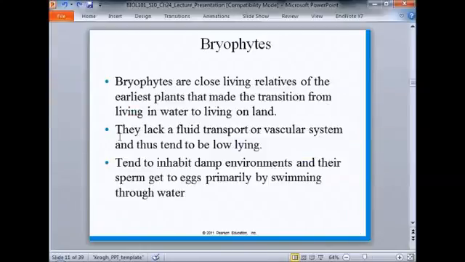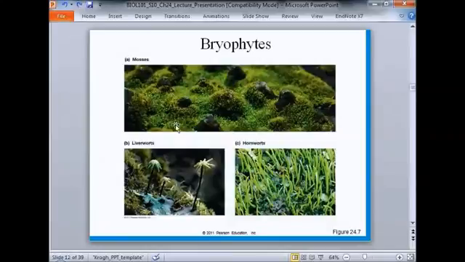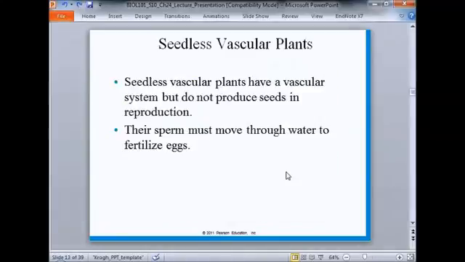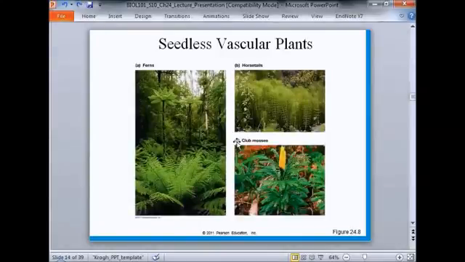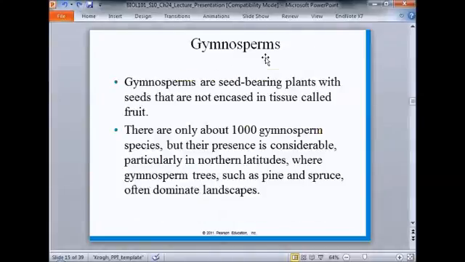So let's go ahead and talk a little bit about these. We've already covered some of these topics here. And so bryophytes, these are mosses, close to the ground. They need to have water because they lack a vascular system. And so we find them in damp environments because their sperm get to the eggs by swimming through water. And these are some examples of bryophytes. Seedless vascular plants have a vascular system but don't have seeds, so their sperm still must move through water, so they're still isolated in these moist environments, but they can get bigger because they have that vascular system. Seedless vascular plants include ferns, horsetails, and club mosses, which despite the name are actually a type of seedless vascular plant. We move on to gymnosperms.